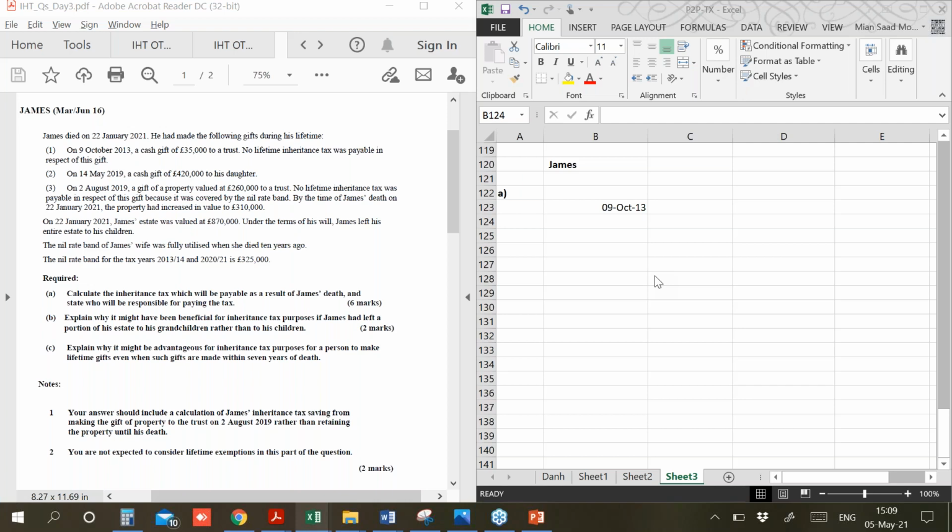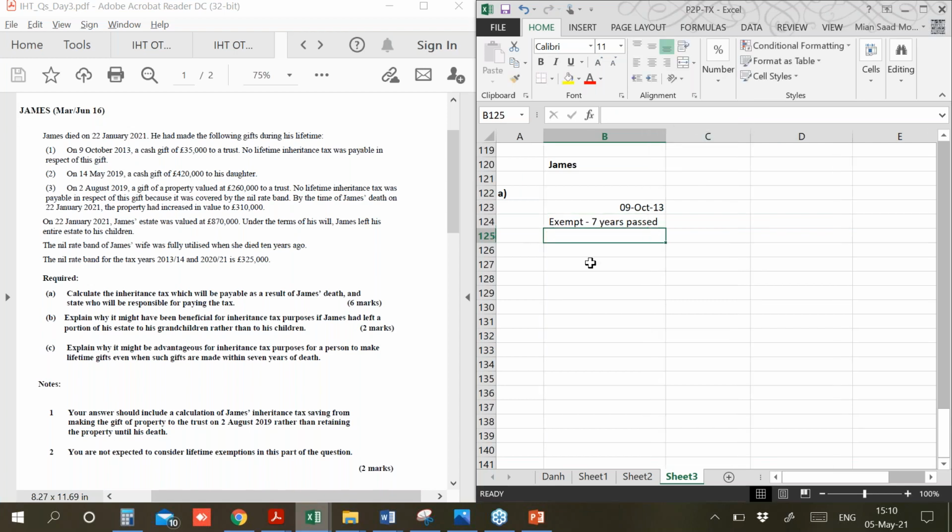Why? Because the 7 years have elapsed. From 9 October 2013 to 9 October 2020, there will be 7 complete years, and he died after October 2020. So the 7 years have elapsed. So this will not be chargeable on his death. So I can score an easy mark just by mentioning that it is exempt, 7 years passed. Okay, simply that.